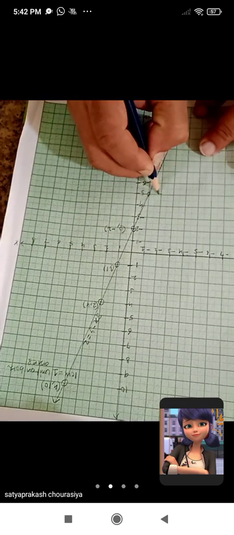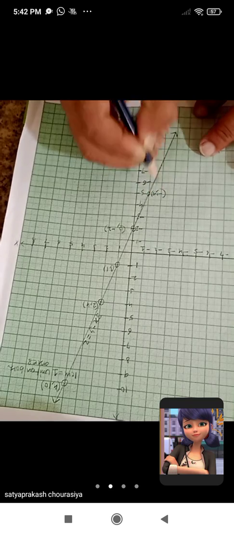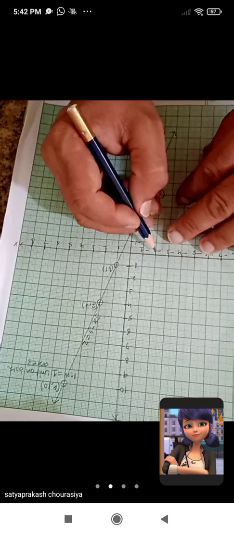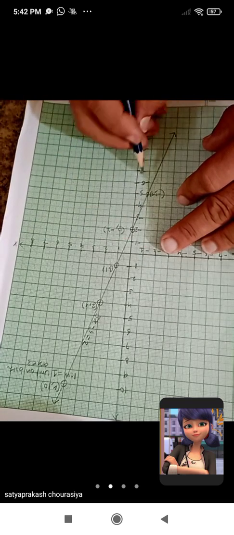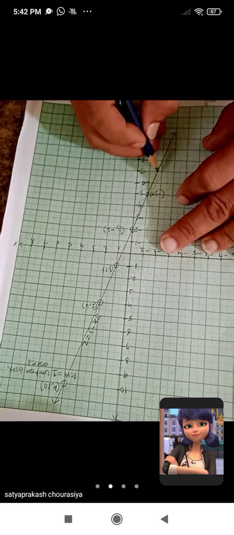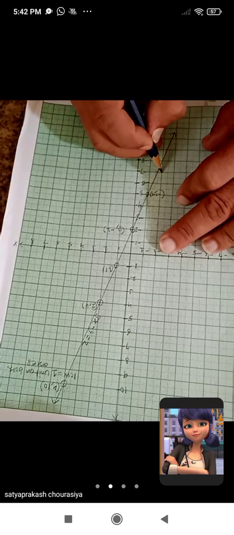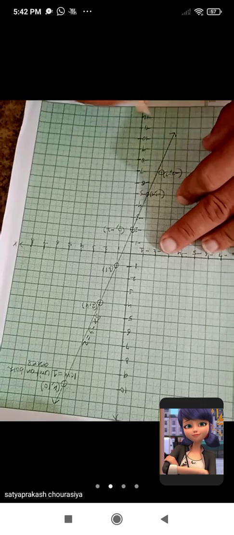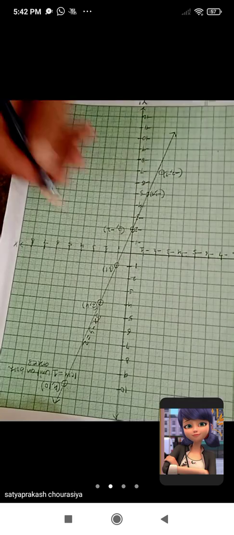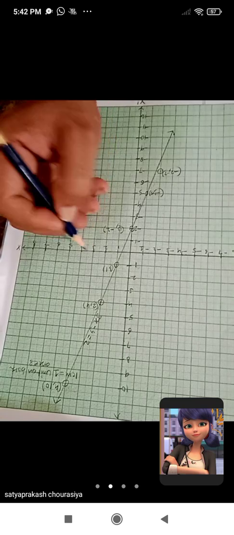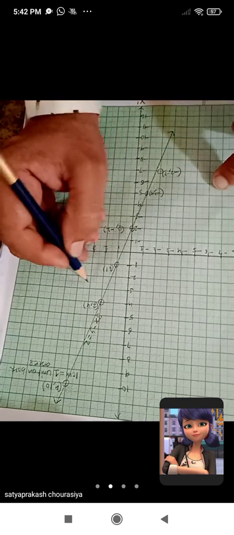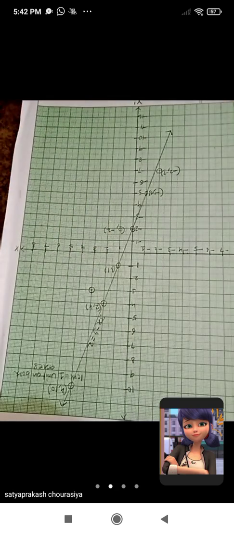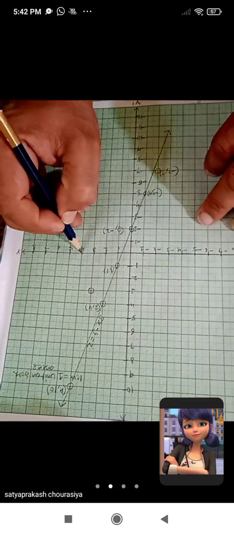Now see minus 1 comma minus 5. Next point is minus 2 comma minus 7. And next value is 3 comma 3. Both are positive values. Okay, now 4 comma 5. Next point is 4 comma 5.